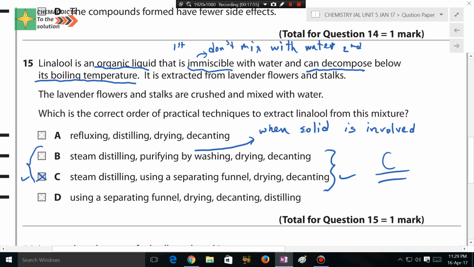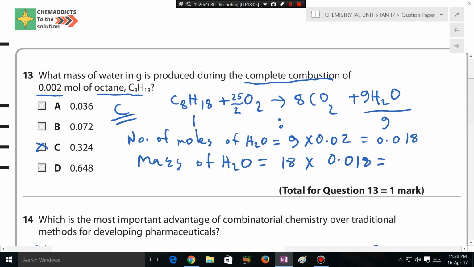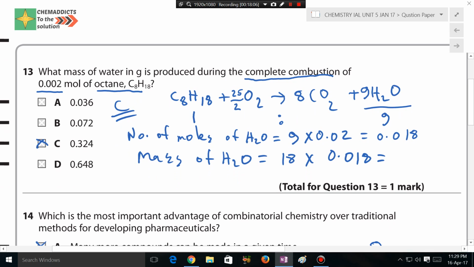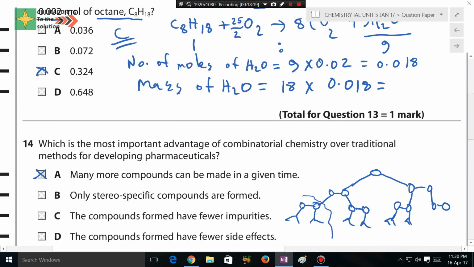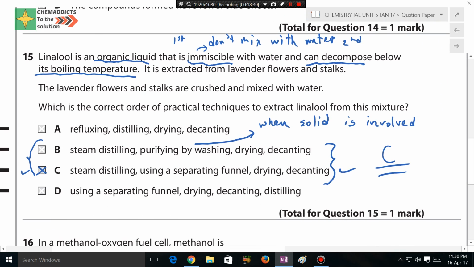Okay, so fellas, I hope that you have understood the question as well as the solution. In this solution we have completed 3 questions. Let us review the answers. The answer for 13 is C, and the answer for 14 is A. I forgot to write it, sorry for that, fellas. And the answer for 15 is C. Yay.